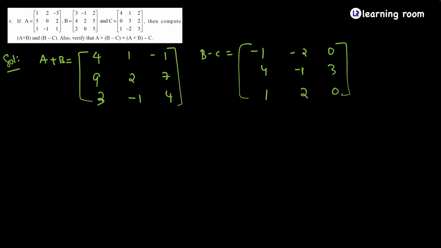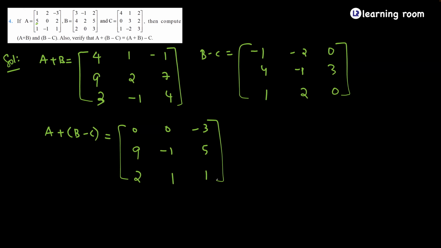Right. So we need to verify A plus of B minus C. So if I add A to this B minus C, what am I going to get? I'll directly write it. I'm taking A from here, B minus C from here. So 1 minus 1, 0. 2 minus 2, 0. Minus 3 plus 0, minus 3. Plus only, yeah. So 5 plus 4, 9. 0 minus 1, minus 1. 2 plus 3, 5. 1 plus 1, 2. Minus 1 plus 2 is plus 1. So 1 plus 0 is 1. This is A plus of B minus C.